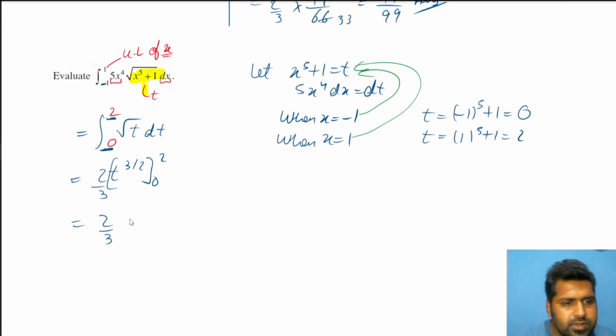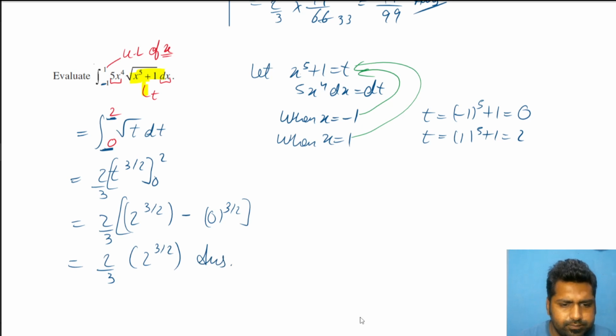So directly you get 2 by 3, and this becomes 2 raised to power 3 by 2 minus, upper limit minus lower limit, 0 raised to power 3 by 2. So that is 2 by 3, 2 raised to power 3 by 2. That's your answer. Okay. You can further simplify if you want to.